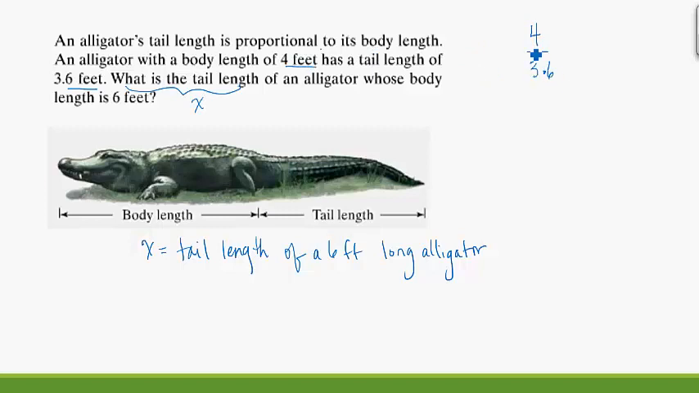Okay, so this is the body and this is our tail. So we want to make sure that when we set up our ratio over here on the right with our unknown, that we put everything in its right place. So the body length was in the numerator, or the top of my ratio. So the body length of this alligator is 6 feet. And the tail length was 3.6. And so that's where our unknown goes.